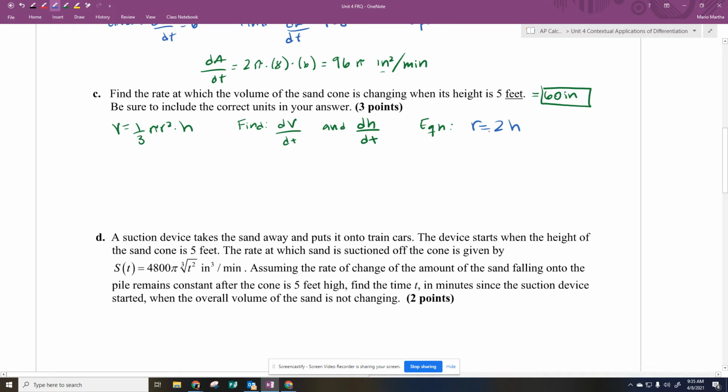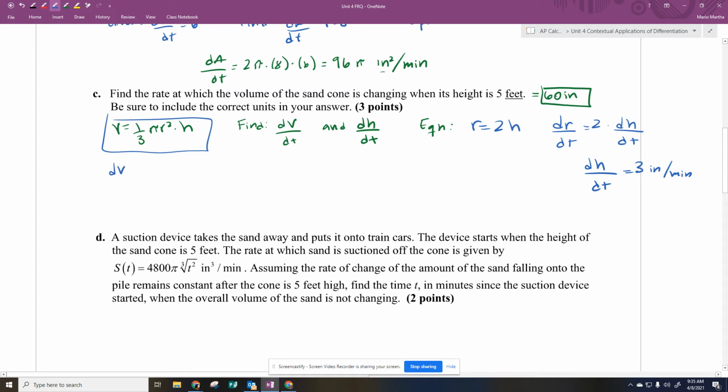Right? If I take the derivative of both sides here, I get dr/dt equals 2 times dh/dt. And then here, I know dr/dt is 6. Divide both sides by 2, and you get dh/dt is equal to positive 3 inches per minute. All right. It's also a rate. So again, positive 3 inches per minute. And in this case, the other equation we're going to be using is this one right here.